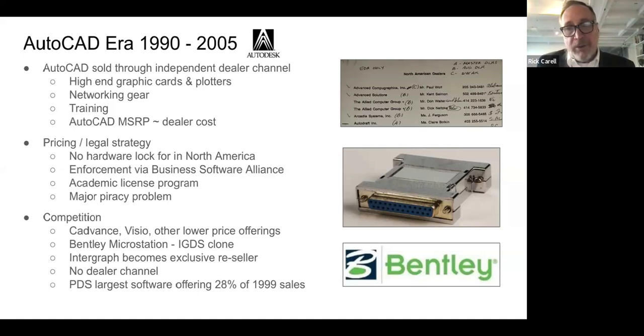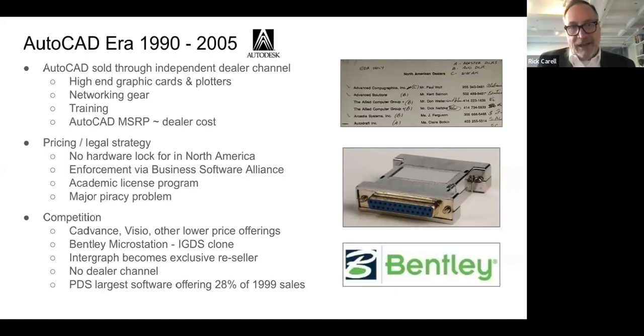So AutoCAD was sold through independent dealers, okay? In addition to AutoCAD, which was $2,000 at the time, these dealers sold high-end graphics cards. They sold plotters, and a plotter might have been $10,000. They did networking. They did training. And so what happened is a $2,000 copy of AutoCAD is driving $50,000 worth of hardware, networking, and services.